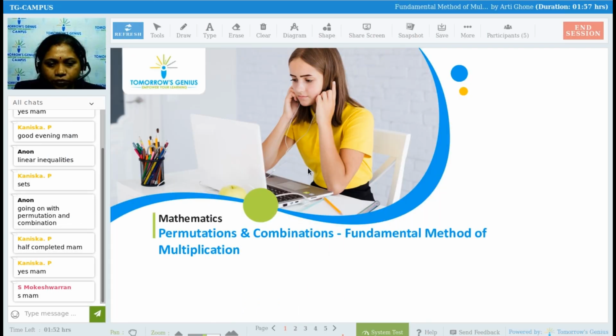Okay, let's start now. Fundamental method of multiplication is our name. Actually, most of the time multiplication is applicable, but actually it is the fundamental principle of counting.